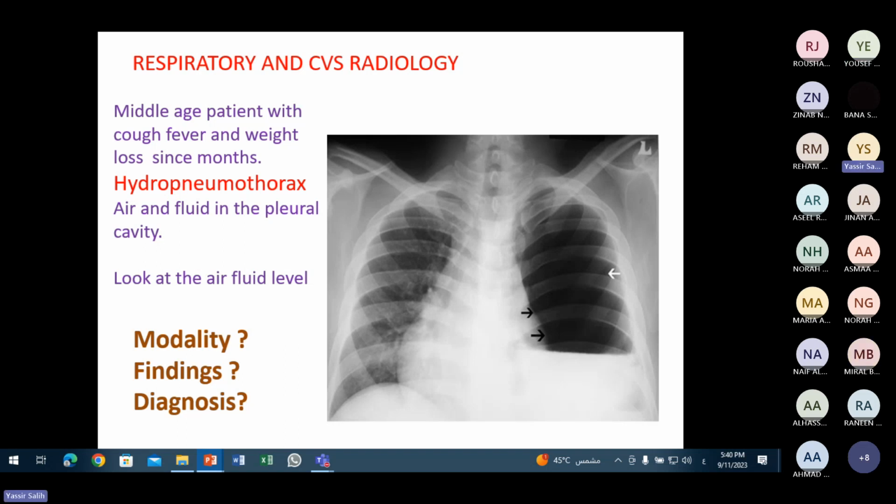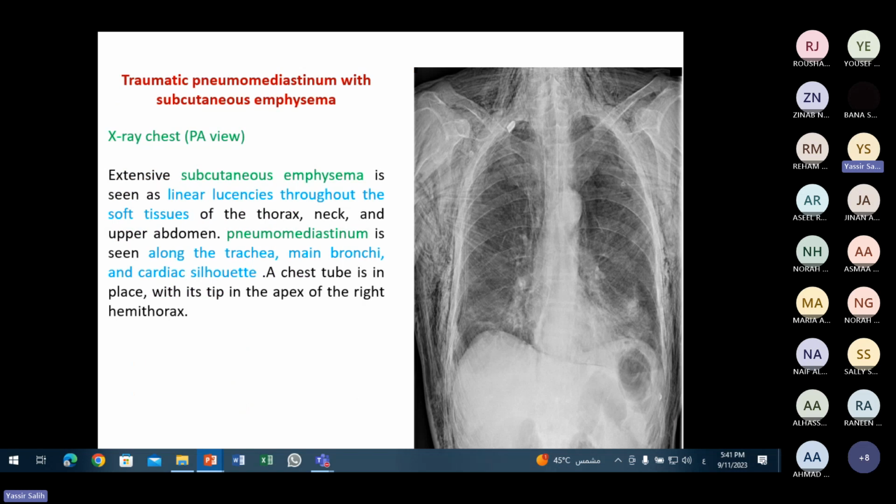Hydrothorax. Hydro what? No. Hydro pneumothorax. Yes, hydropneumothorax, both. If we have air only, we call it pneumothorax. If we have fluid, we call it pleural effusion or hydrothorax. If both air and fluid, we call it hydropneumothorax. This is the hydropneumothorax.